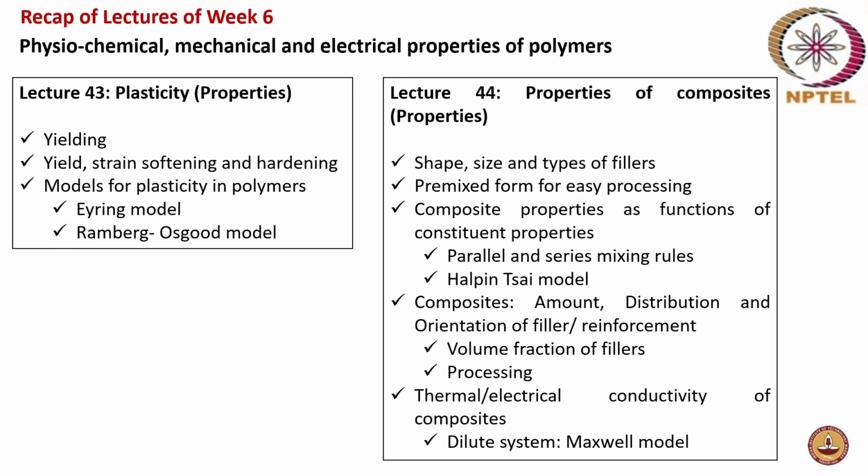And then the final lecture of the week was on properties of composites, where the size, shape, and types of fillers, different sizes of fillers that can be used, and how a premixed form of the pre-polymer and the filler is used for ease of processing were discussed. Then how the composite properties change as a function of the fillers or reinforcement, like the parallel and series mixing rule and the Halpin-Tsai model, and how the amount, distribution, and orientation of reinforcement play a vital role in terms of volume fraction of fillers and processing. Then thermal or electrical conductivity of composites, especially the dilute system, the Maxwell model, and what form the thermal conductivity takes, was discussed. This is the brief recap of the week 6 lectures.